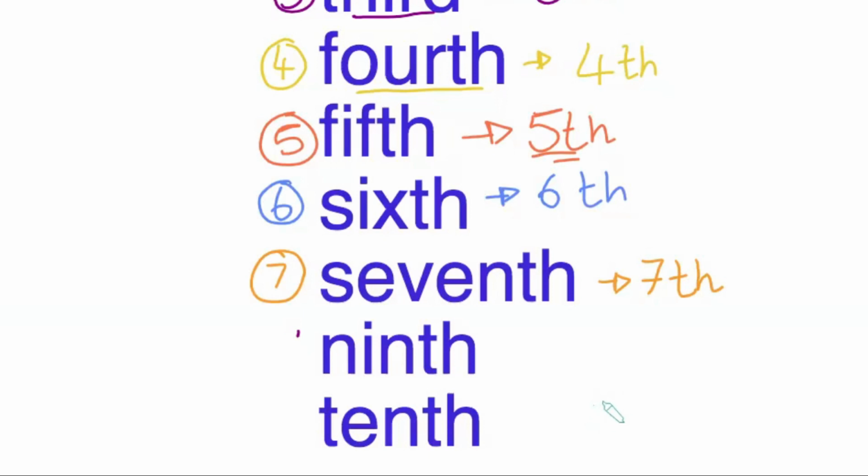How do we write 8th? E, I, G, H, T, H. 8th. That's how we write 8th. But how do we write 8th with a digit as well? Number 8, a T and a H.